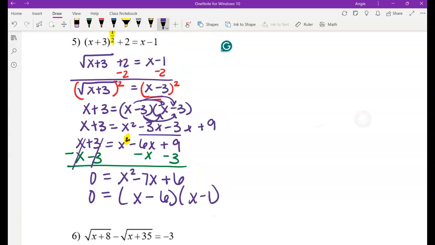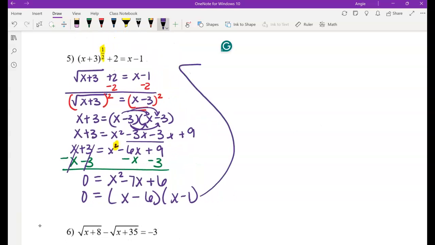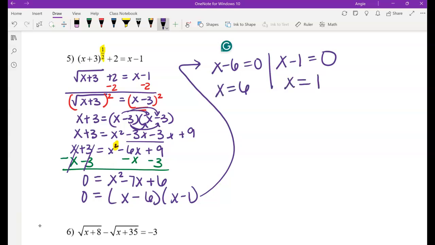At this stage, guys, in your math career, we should be able to factor that pretty quickly. So take each factor, set it equal to 0. We are going to come up with x equals 6, x equals 1. Now we want to make sure we check it in here, okay, to check. So the square root of x plus 3, plus 2, equals x minus 1, question mark, okay?